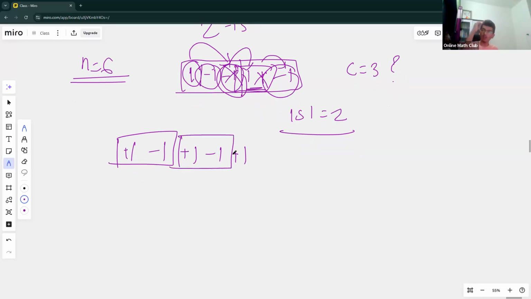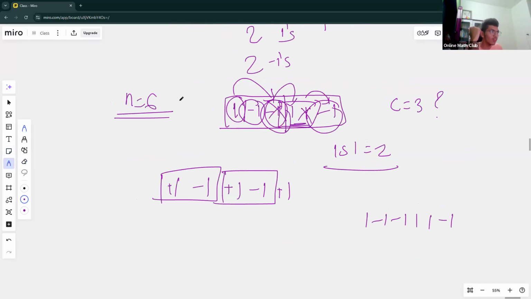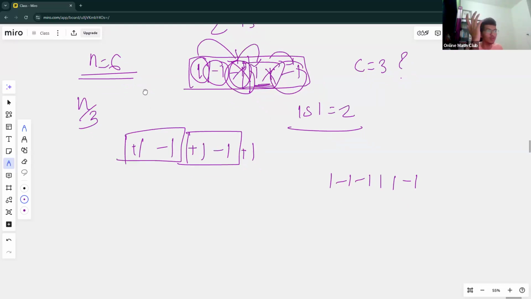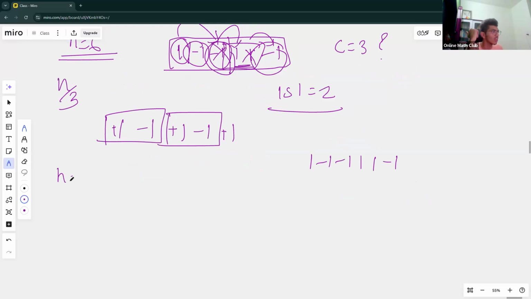Wait, blocks of 2 with blocks of 1. Like how? 1 minus 1 minus 1, 1 minus 1 minus 1. Yes, that's indeed the main construction we have to do. So okay, right now we will try, why not n by 3. We'll try one more condition, a small case, n equal to 8.